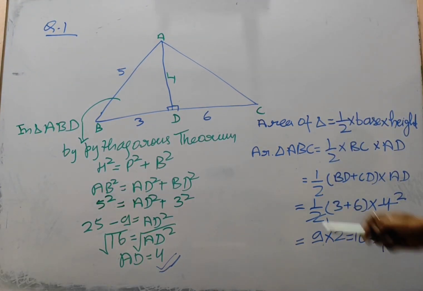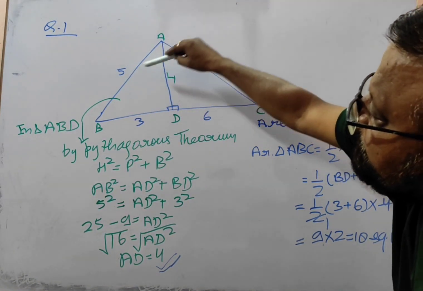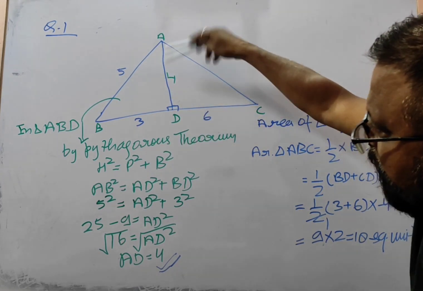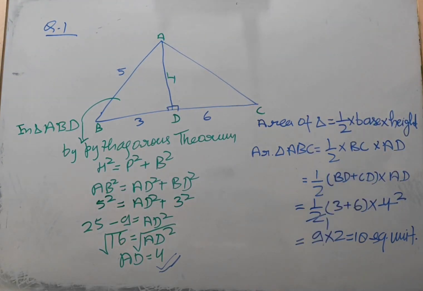So this is how we can solve this. Since two sides are given in this triangle, one side we can get by Pythagoras theorem. When we get this as the height of the triangle and this as the base, we can get the area. Right? Okay.